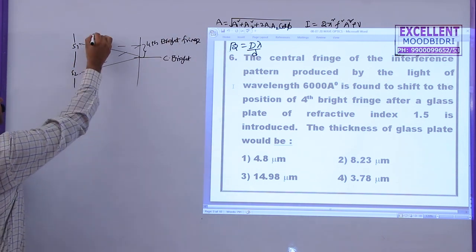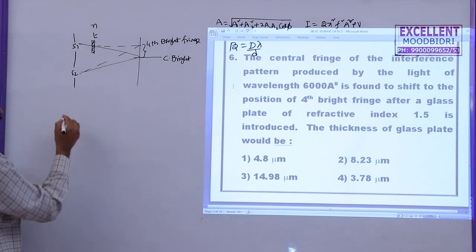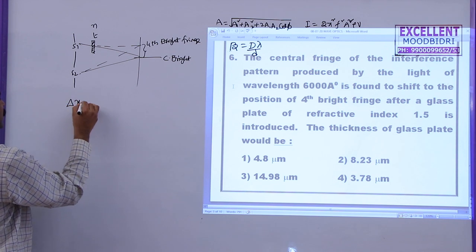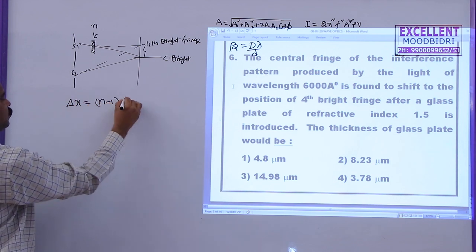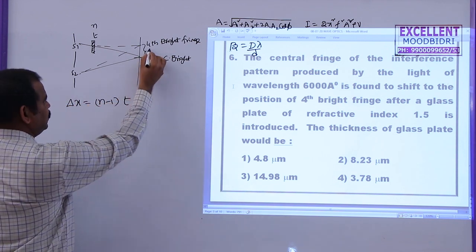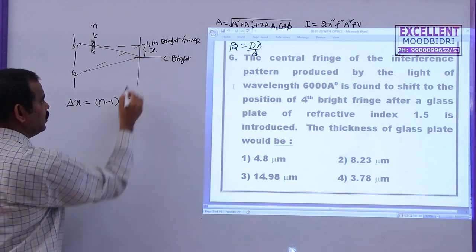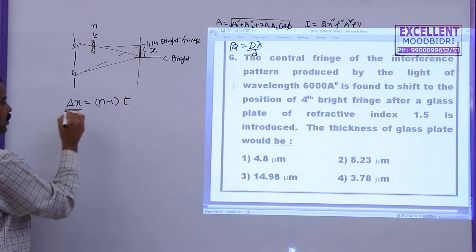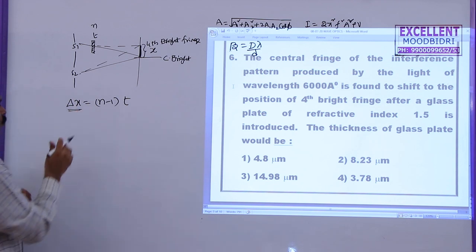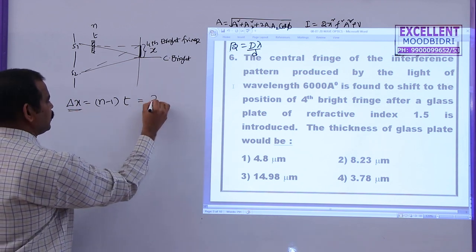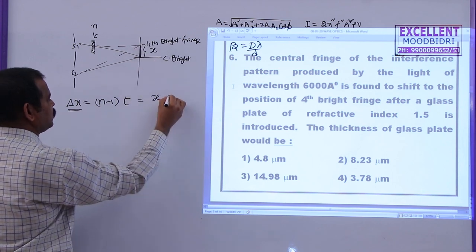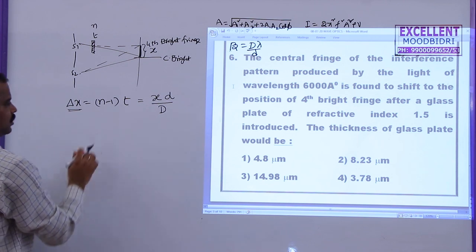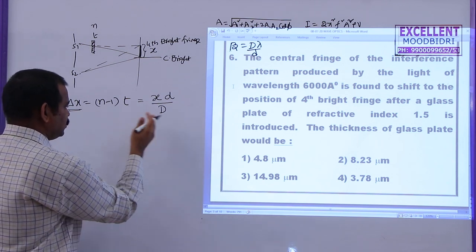Whenever a glass plate of thickness T and refractive index n is placed, the path difference obtained is given by n minus 1 into T. So here this is the shift in the position. This is the shift in the position of the interference pattern due to this path difference. So how to find the path difference? The path difference is given by the change in this position times small d by capital D. They are asked to find out T here.